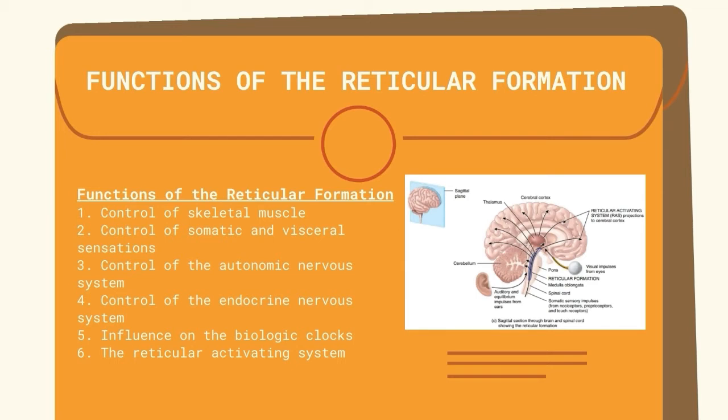Next, you have control of the endocrine system. It is associated with the function of your hypothalamus, and it also influences your biologic clock. So you have afferent and efferent pathways to the hypothalamus that will eventually release your hormones. It can either be a releasing hormone or an inhibitory hormone.